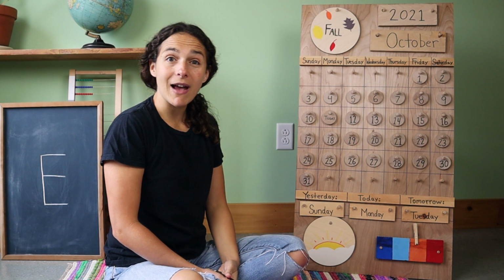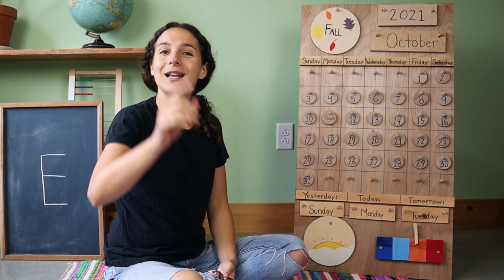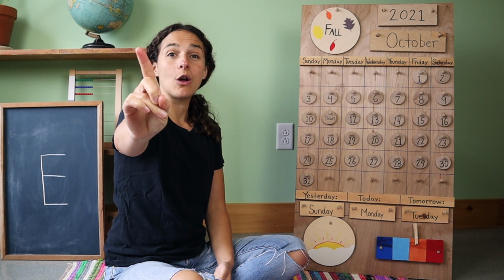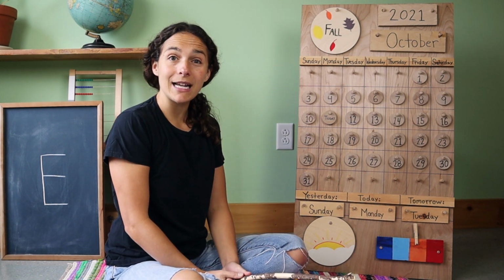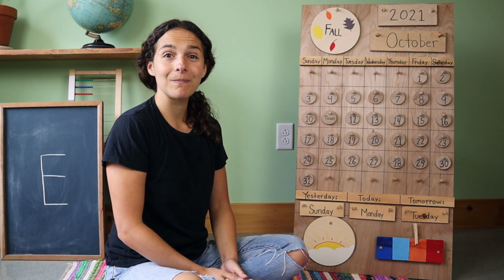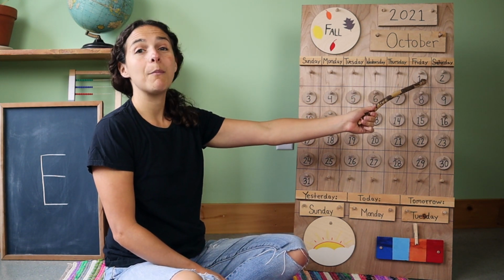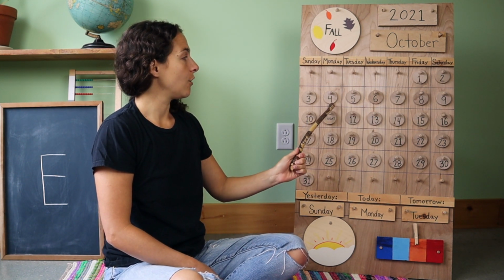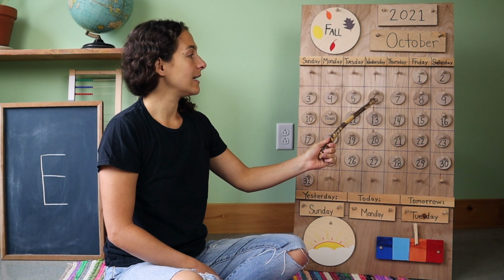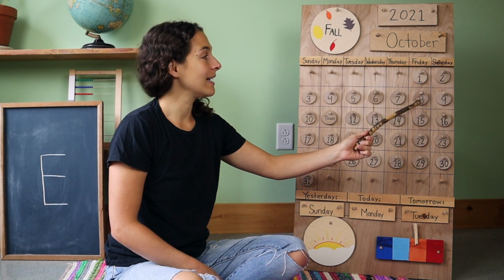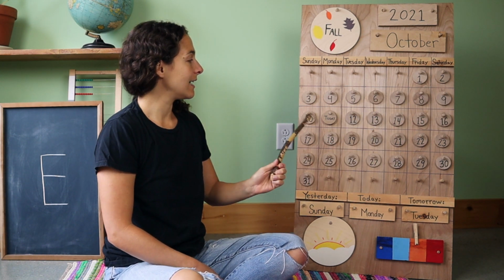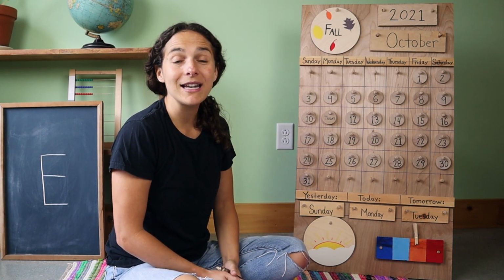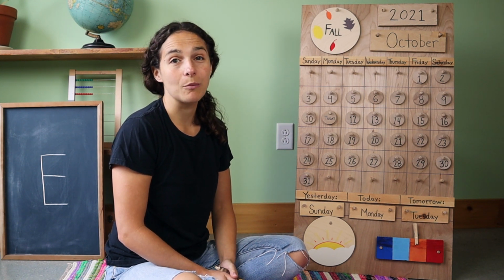Let's see how many days we've had so far in the month of October. Take out your counting fingers and warm them up to give them a little stretch. Will you count with me to see how many days we've had in the month of October? Let's start up at the top with the number 1. 2, 3, 4, 5, 6, 7, 8, 9, 10, 11. We've had 11 days so far in the month of October.